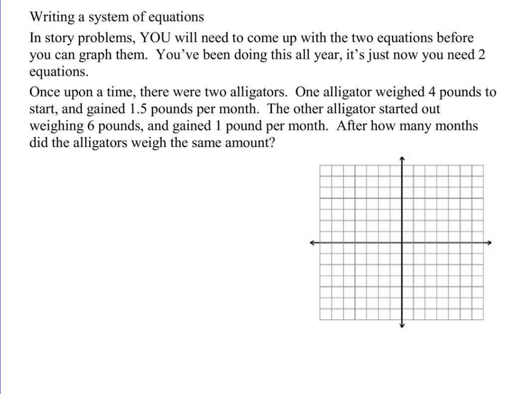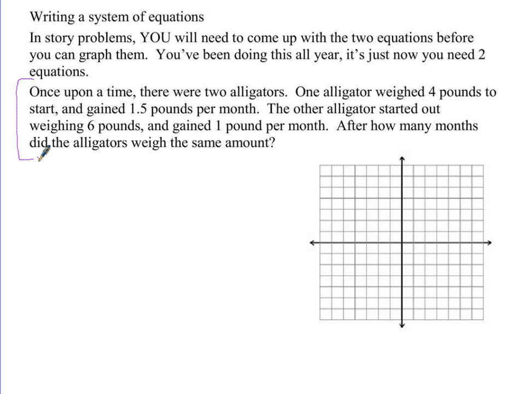So you just have to be careful about which information goes with which equation. But after that, you would come up with the two equations and you have exactly the same thing going on. This is the story problem right here. Once upon a time, there were two alligators. One alligator weighed 4 pounds to start and then gained 1.5 pounds per month. The other alligator started out weighing 6 pounds and then gained 1 pound per month. After how many months did the alligators weigh the same amount?